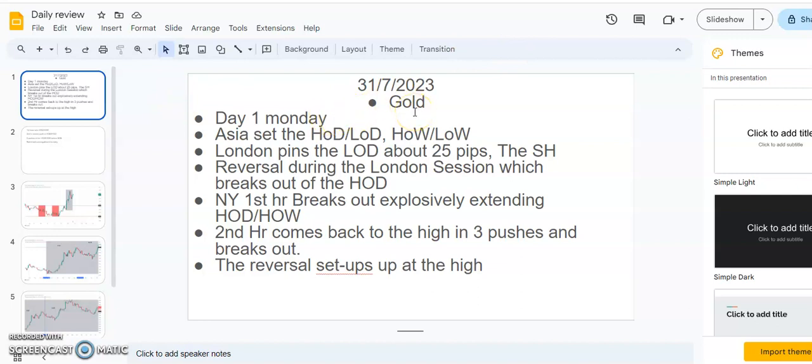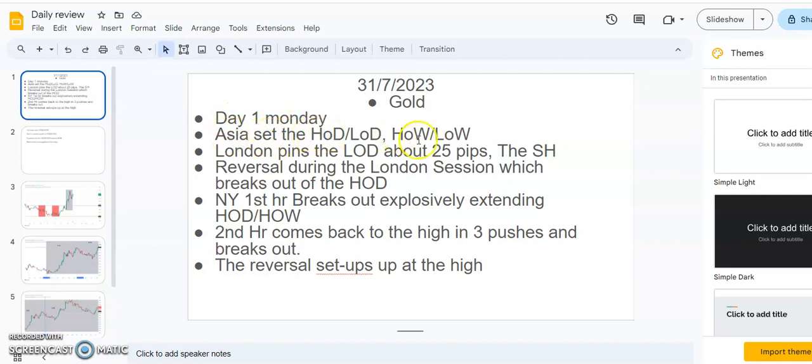It's the last day of the month, and of course there are plenty of opportunities that we will be looking for this coming week as the month begins. But as you can see, my process is simple. I'm just looking at what has the market done. We have day 1 on Monday.